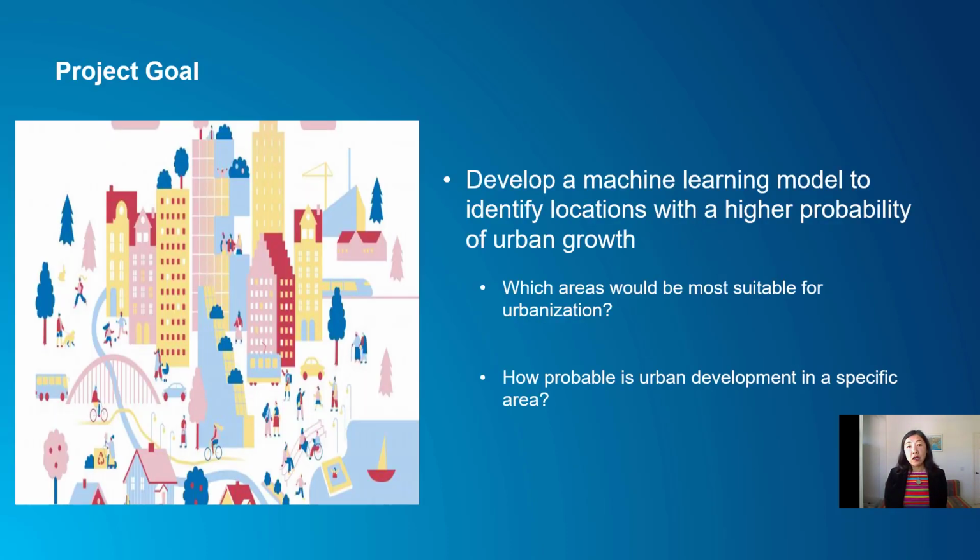So first of all, what is the goal of this project? Our goal is to develop a machine learning model to predict urban growth. With this model, we would like to answer two questions. Number one, which locations in our study area would be most suitable for urbanization? Number two, how probable, or what's the likelihood, is urban development in a specific location in the study area?